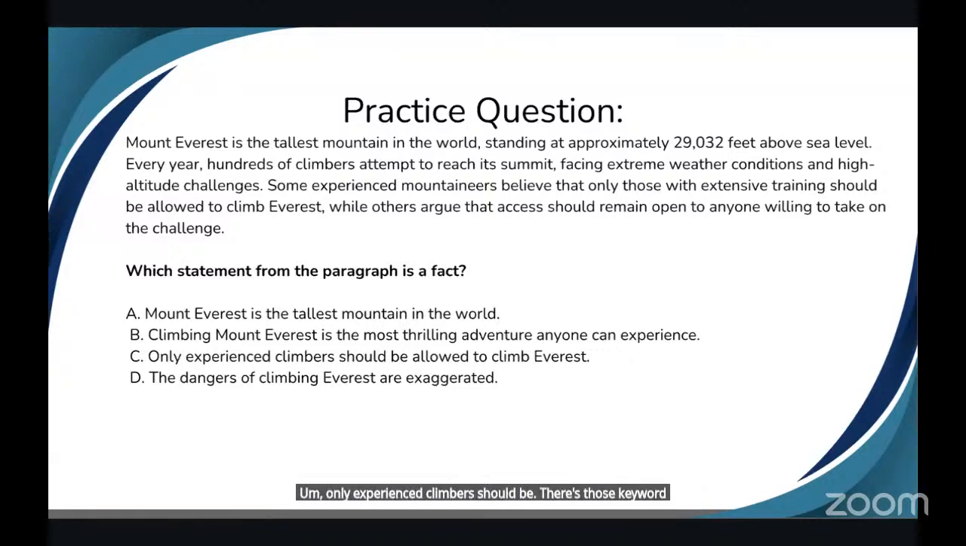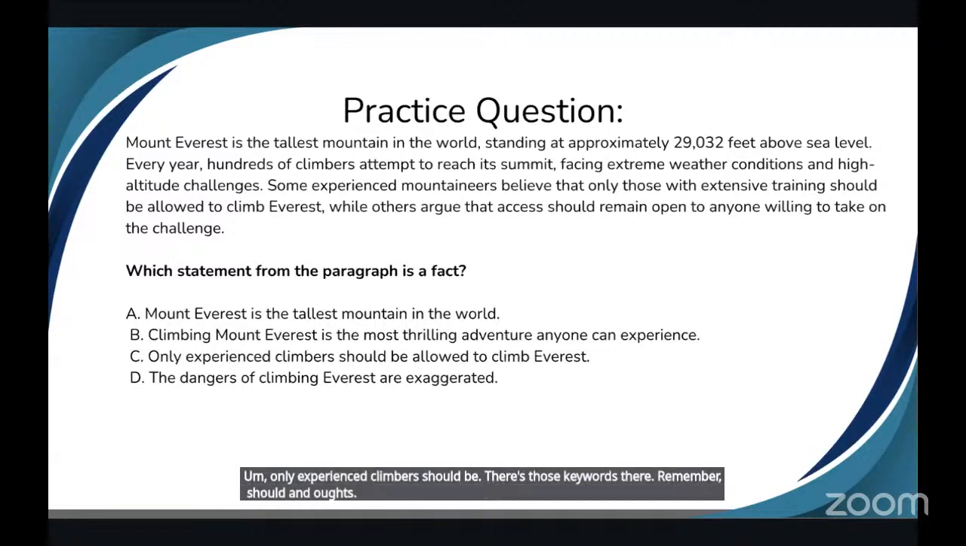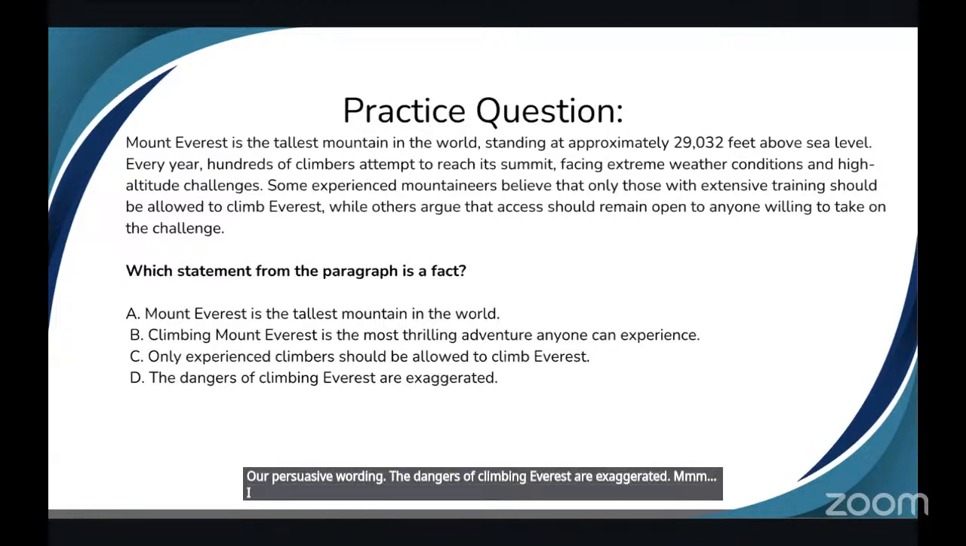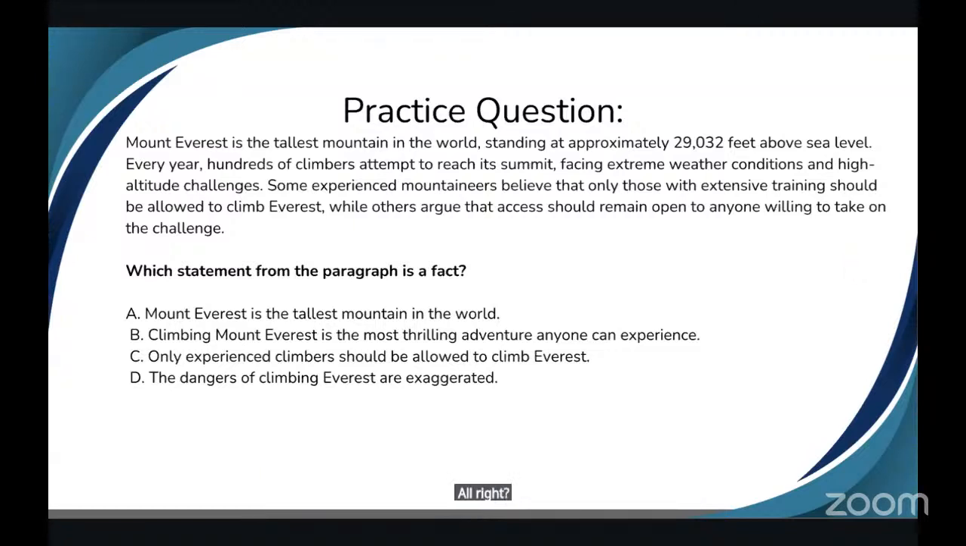Remember, should and ought are persuasive wording. The dangers of climbing Everest are exaggerated. I'm gonna beg to differ. So that's something that could change from person to person. All right. Any other questions on that one?